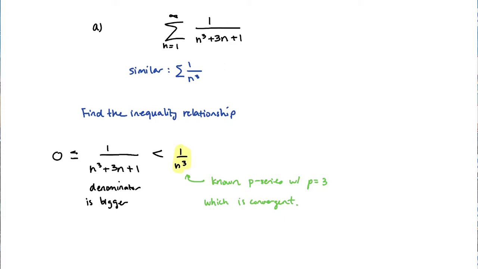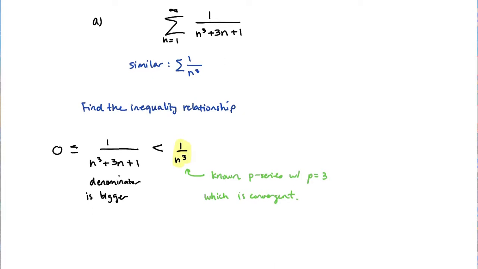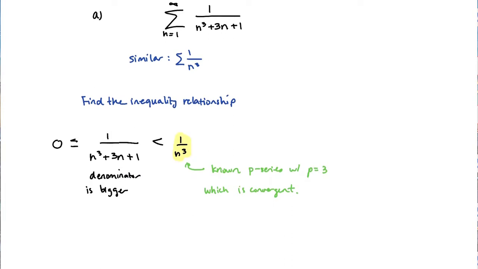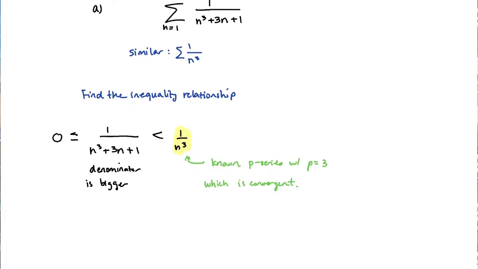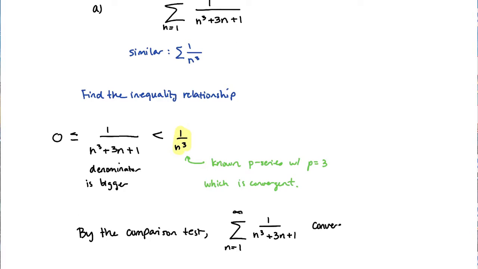Okay, so if I have something that's even bigger than my original series that converges, that means that my series must converge. By the comparison test, our series 1 over n cubed plus 3n plus 1, ranging from 1 to infinity, converges.